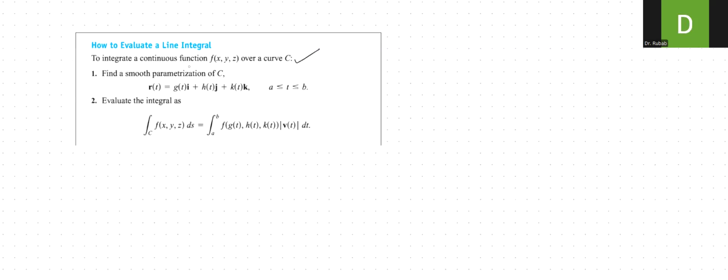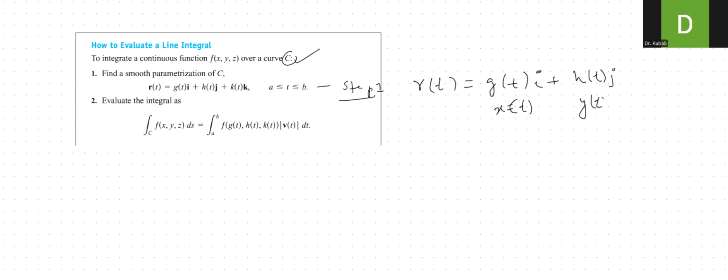This is a function over curve C, right? So first step, we need the parametric equation, that is, a position vector whose i component represents x as a function of t, its j component represents y as a function of t, and its k component represents z as a function of t. With the help of this equation, we convert x, y, and z into functions of t, right? So first of all, we need the parametric equation.